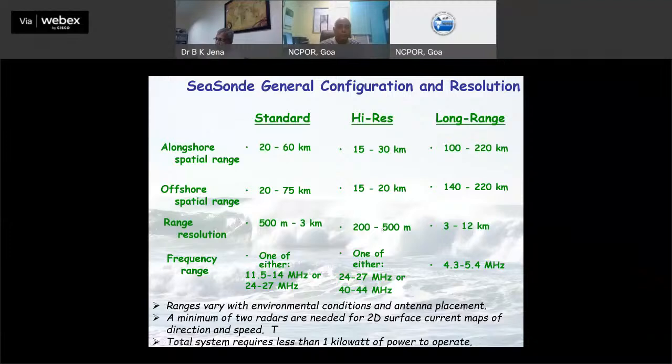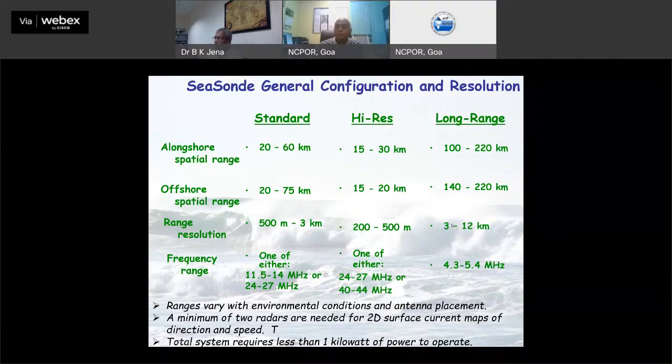Depending on our application, like if you are going for a coastal application, it is better to use the high resolution system so that your grid size is reduced to 200 to 500 meters. And the long range systems we are using for tsunami warning and other oceanography applications. We are operating at 4.4 megahertz frequency, which sometimes gives up to 200 to 220 kilometers range. And in offshore as well as alongshore, we are getting around 200 to 250 kilometers.